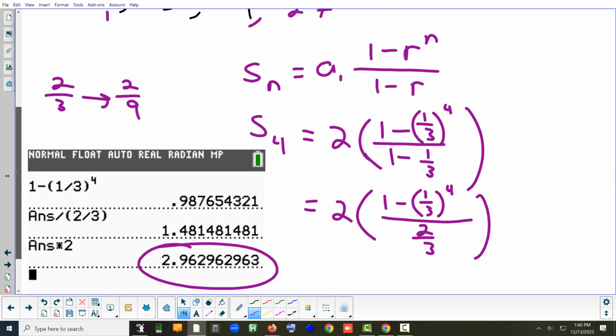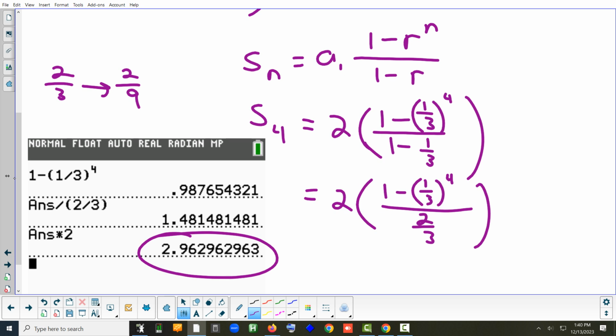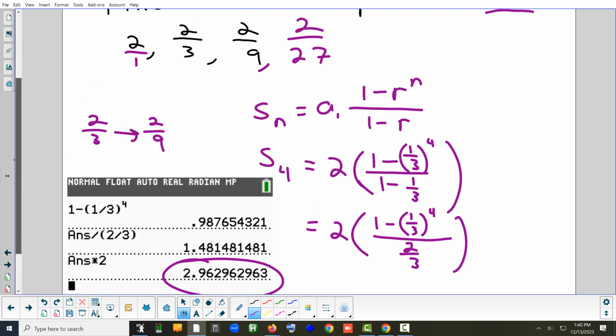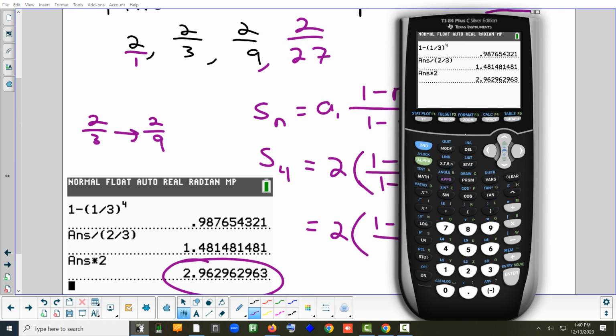Now I'm going to check that by taking the terms that we had and adding them up by hand and see if I get the same thing. What was the first term that I had in my sequence? 2. All right, so let's take 2. Plus, and the next one? 2/3. The next one? 2 ninths. And the last one? 2/27. So if we did everything right, we should get 2.96. We get exactly the same thing.